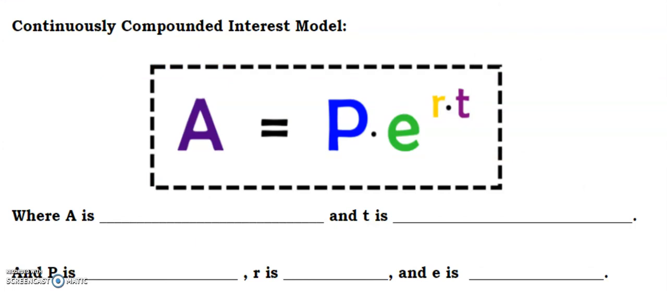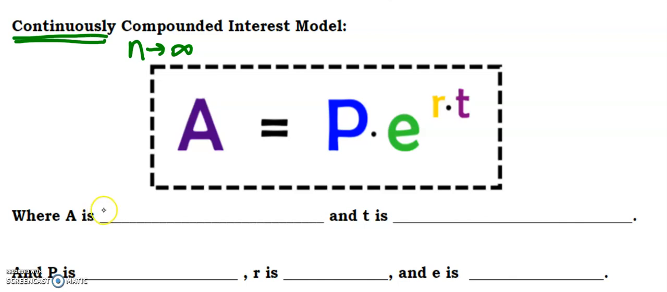What ends up being interesting is when we start talking about continuously compounded interest. So not just daily, not just by the hour, by the second, by the millisecond, we're talking continuously, as often as possible. So the number of compounds n is infinity in our equation from before.